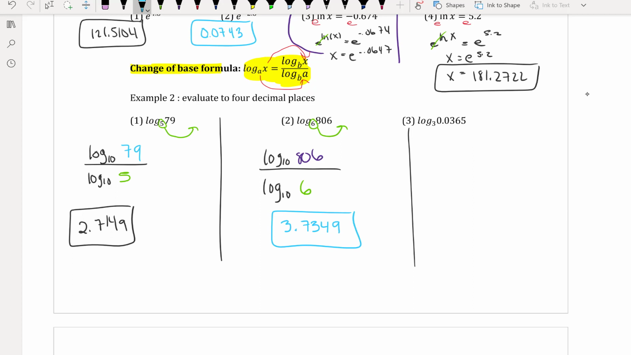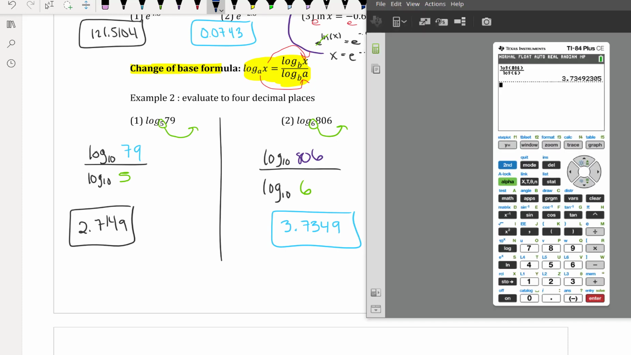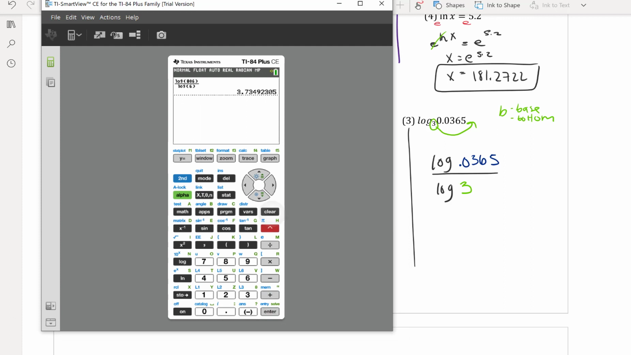And for part 3, we're doing the exact same thing. We're still using our change of base formula. So I have my log and my log. Now I know that my base goes on the bottom. B for base, B for bottom. So I'm going to have 3 down in my denominator. And up on top, I'm going to have 0.0365. Now I'm going to plug that into my calculator.